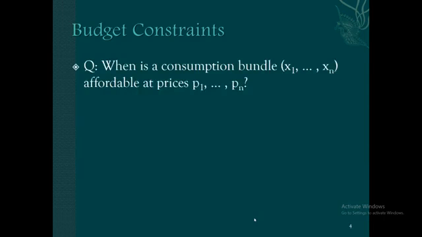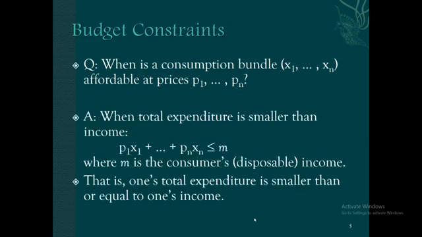So the question is, when is a consumption bundle x1 to xn affordable at prices p1 to pn? The answer is simple: when total expenditure is smaller than the income, then you can afford it. We have already discussed utility, and how our preferences are formed based on the utility which you may be getting out of it.